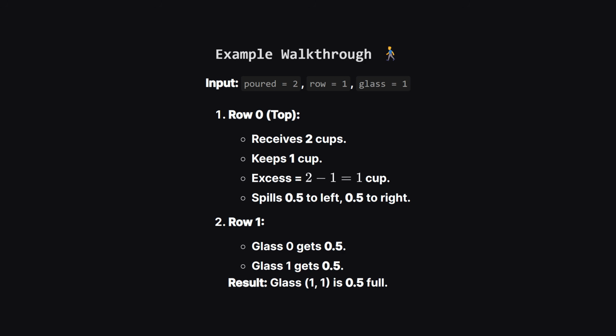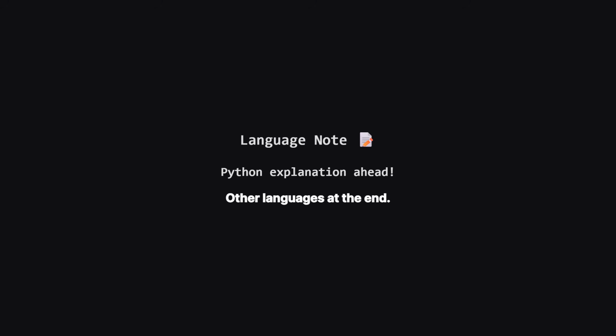Let's walk through a simple example to visualize this. Suppose we pour 2 cups into the top glass. The top glass can only hold 1 cup, so it keeps 1, and overflows 1. That 1 cup of overflow is split equally. So 0.5 cups go to the bottom left glass, and 0.5 cups go to the bottom right glass. If our query asks for the glass at row 1, position 1, that's the bottom right glass, the answer is 0.5, it's half full.